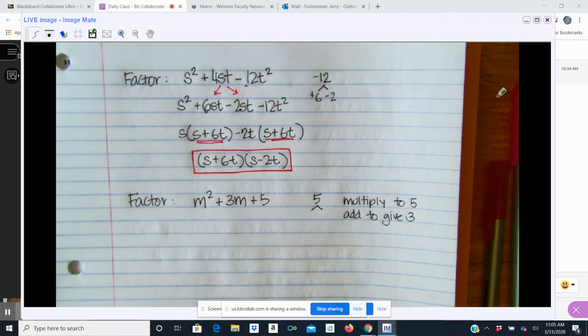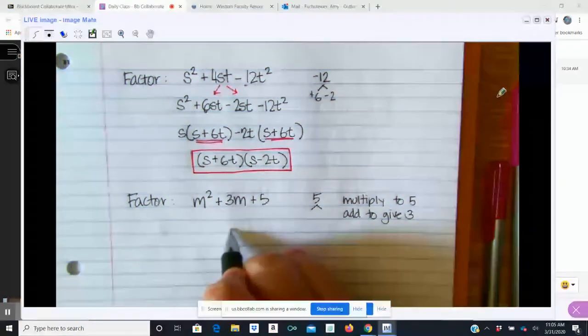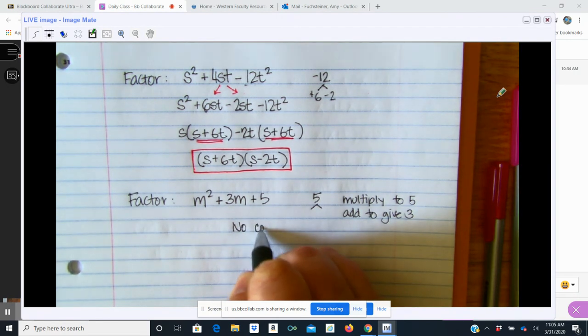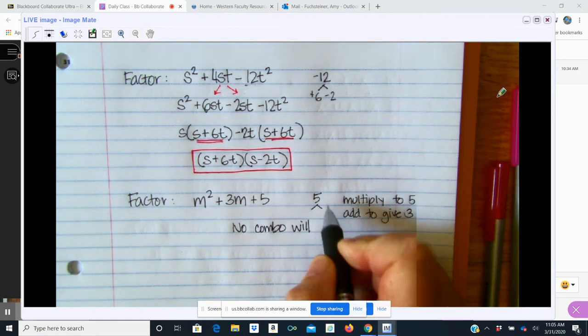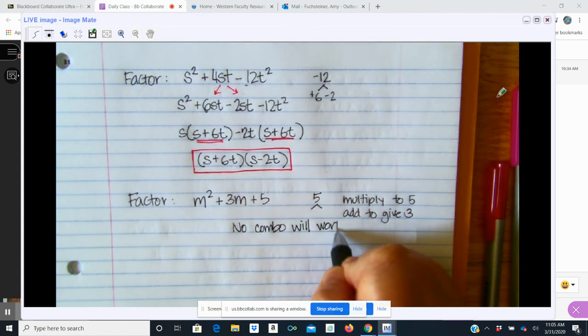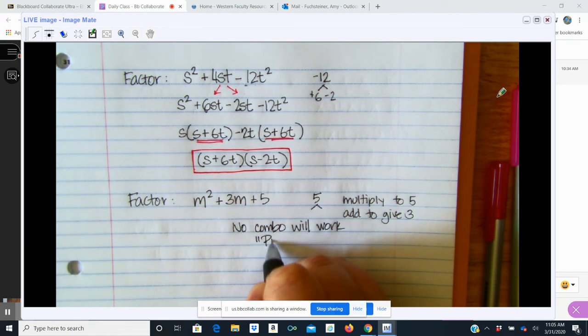Can you think of any? Right. There's no combo that will work. So this is when we say it's prime.